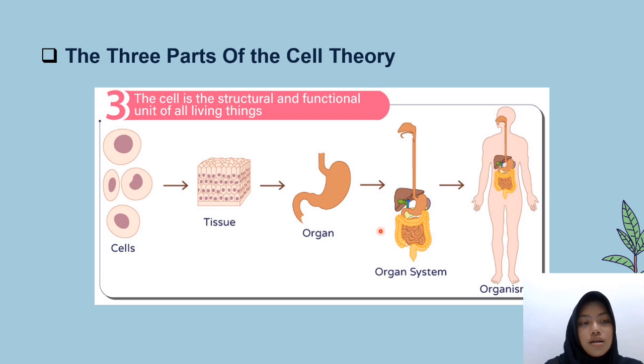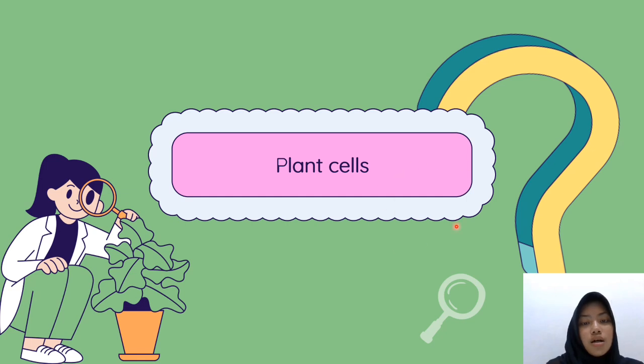And then three, the cell is the structural and functional unit of all living things. From cells to tissue, and then to organ, and then to organ system, and then organism.